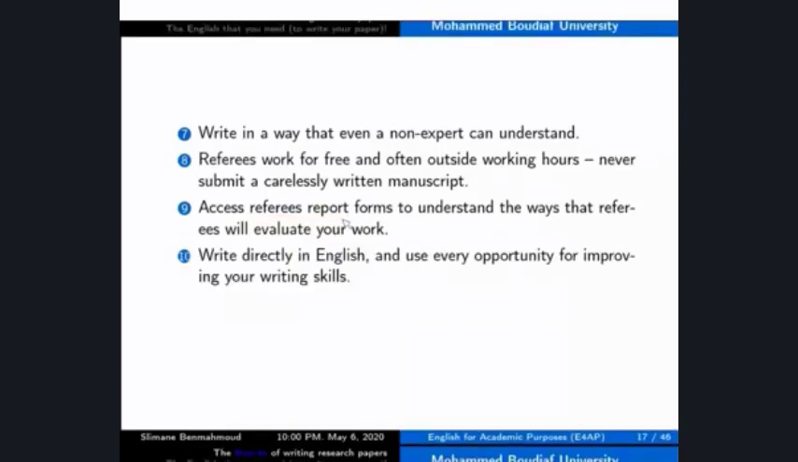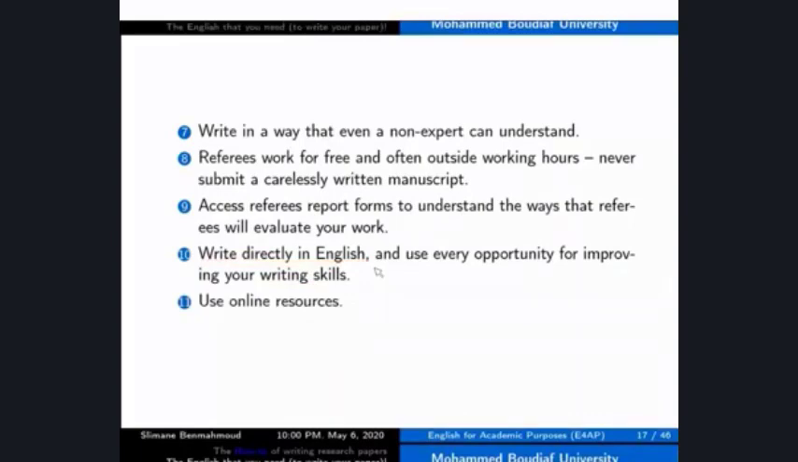Ten, write directly in English and use every opportunity to improve your English language writing skills. Okay, write directly in English, please. Do not use another language to write your manuscripts and then try to translate it to English. That's not an efficient way. Okay. Eleven, use online resources.